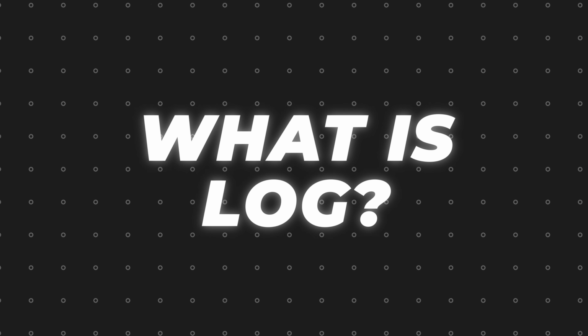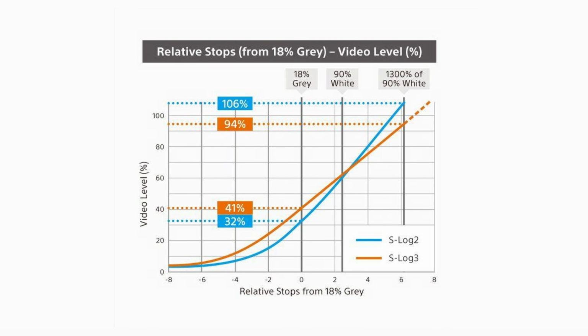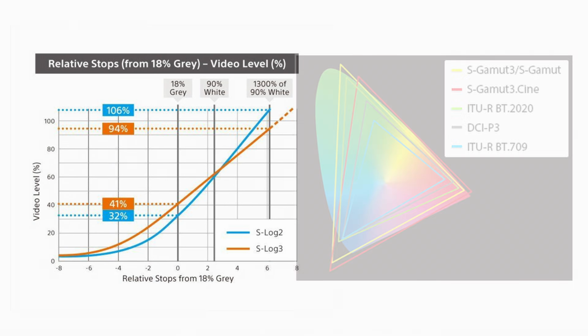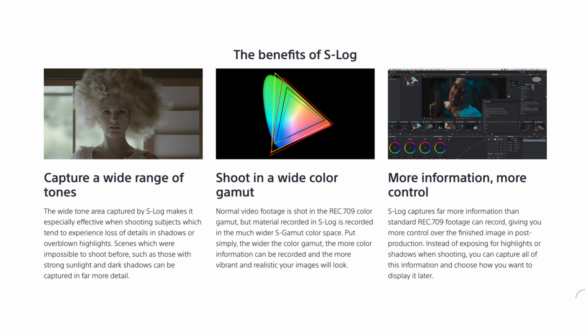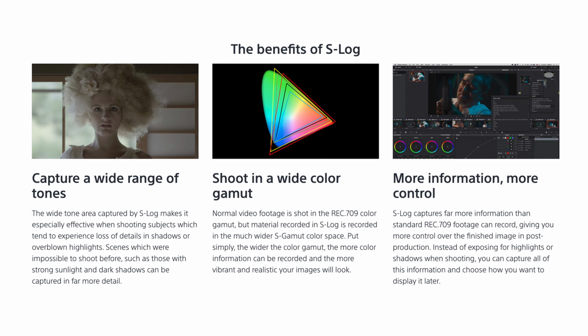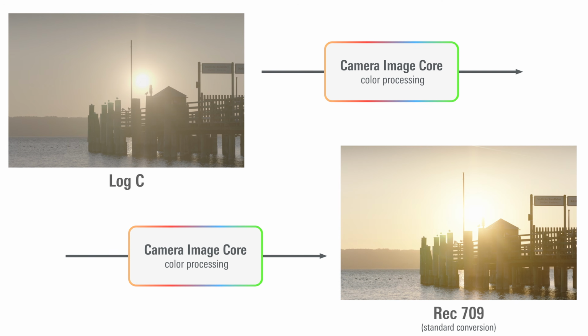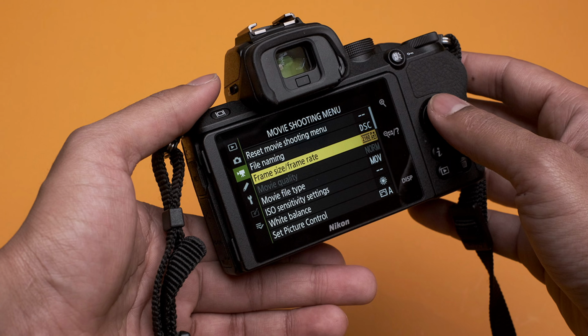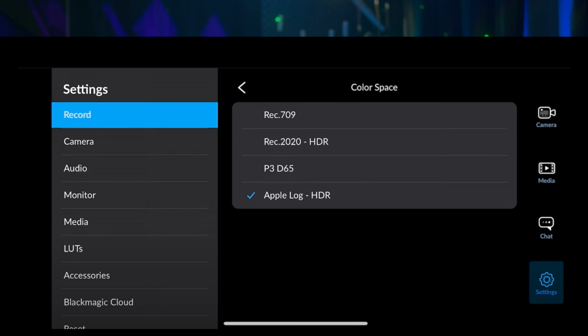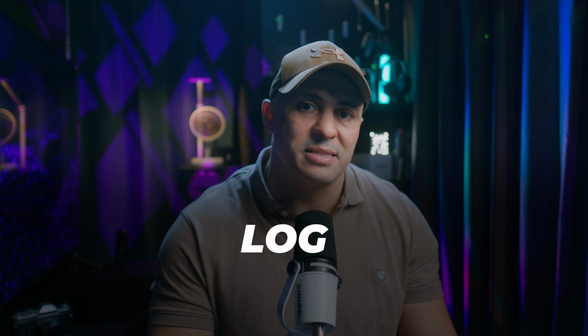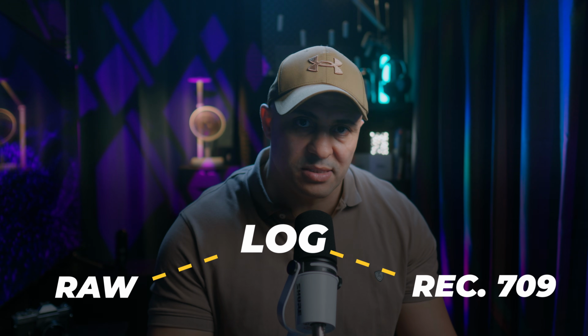What is log? Log is a gamma curve designed to capture more dynamic range than Rec. 709. It compresses the bright parts of the image and lifts the dark parts, giving you a flat, low-contrast image with more information to work with. Log is usually found in cinema cameras, high-end mirrorless cameras, and now it's actually implemented in our phones.